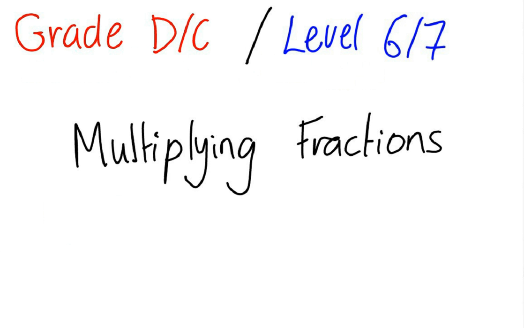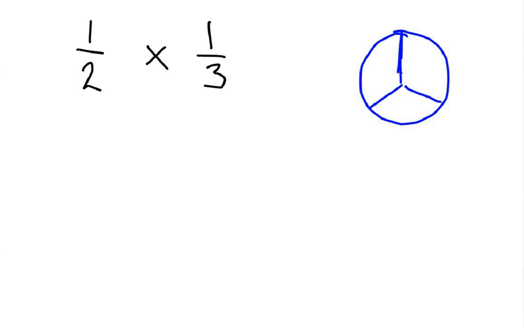So, the first thing we're going to do is take a look at a very simple example. So, here it is here. We have 1/2 multiplied by 1/3. Now the first thing you need to realise is that in maths, times actually means of. Okay, so 1/2 times 1/3 actually means 1/2 of a third.